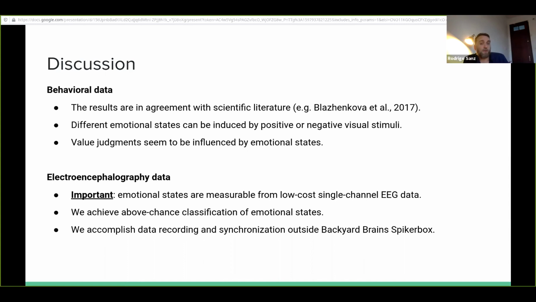And the thing that we think we accomplished for the community of open source and open hardware is that we accomplished a data recording and synchronization outside Backyard Brains Spike Recorder. And for us, it was an unreal accomplishment.